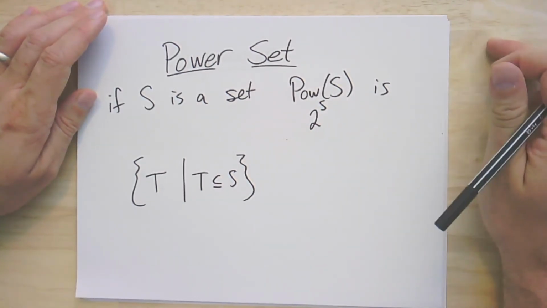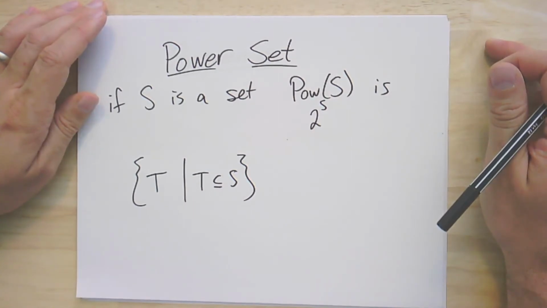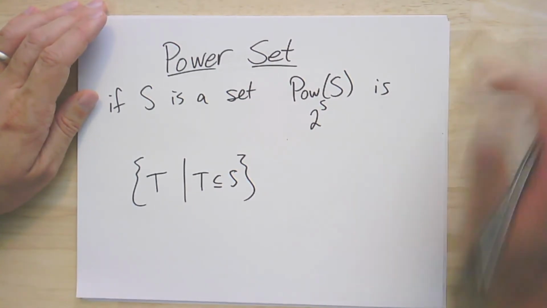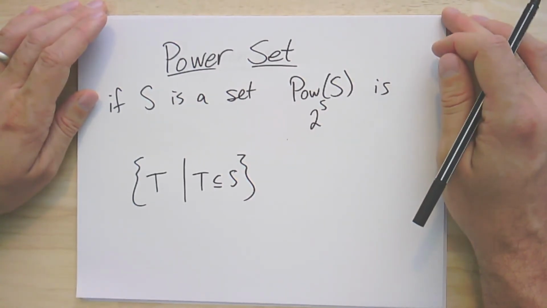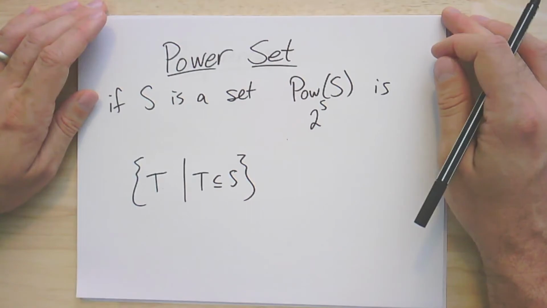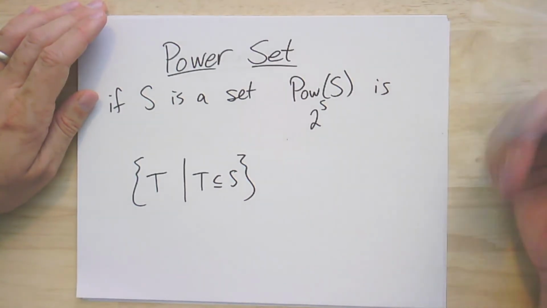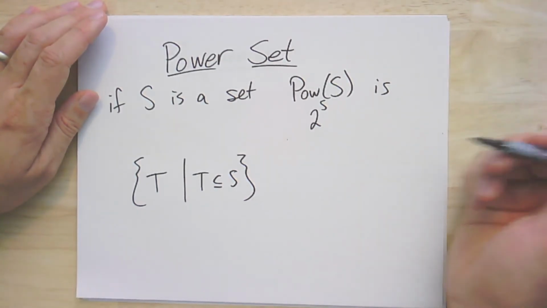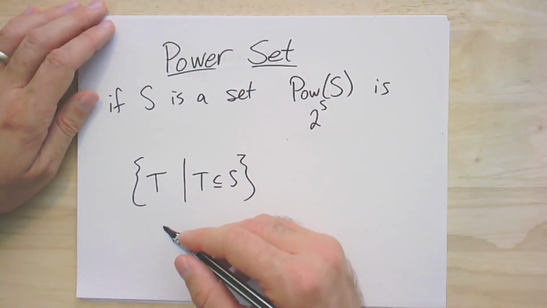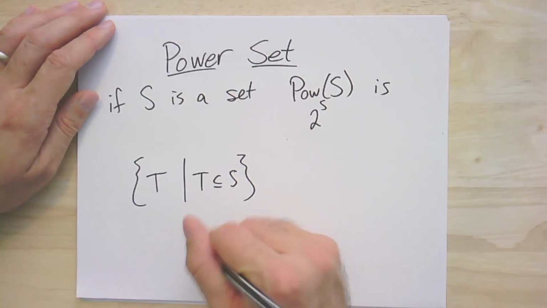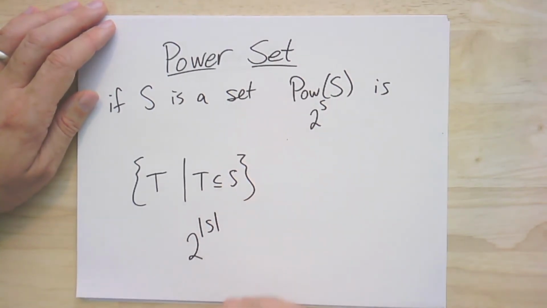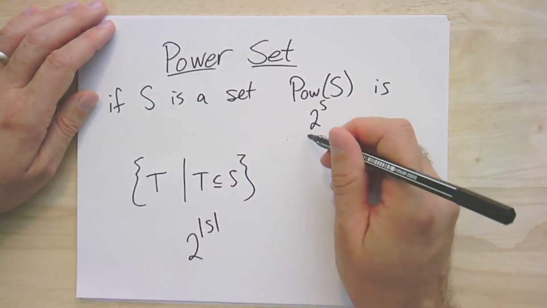We have to be, again, a little bit careful here. If S is infinite, we actually need the axiom of choice to believe that this always exists. But for nice finite sets, it's really clear. In fact, you can even write it out. And if you did write it out for a finite set, you would see that the number of elements would be something like 2 to the size of S. And that's why we get this notation.